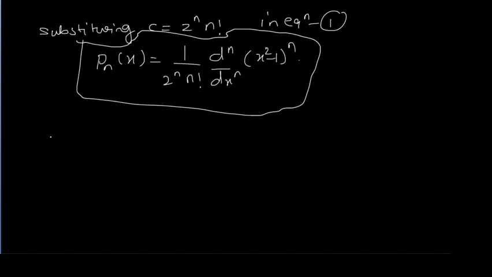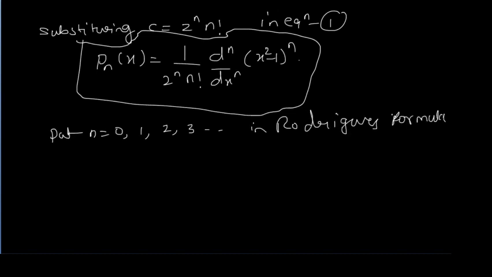So now here you can put in values. Now in this case, putting n is equal to 0, 1, 2, 3 and so on in Rodrigues formula. Put n is equal to 0 first. So n is equal to 0 means this is P naught of x. P naught of x is equal to 1 divided by, n is equal to 0 means 2 raised to 0 is 1. 0 factorial is again 1. So it is equal to 1.